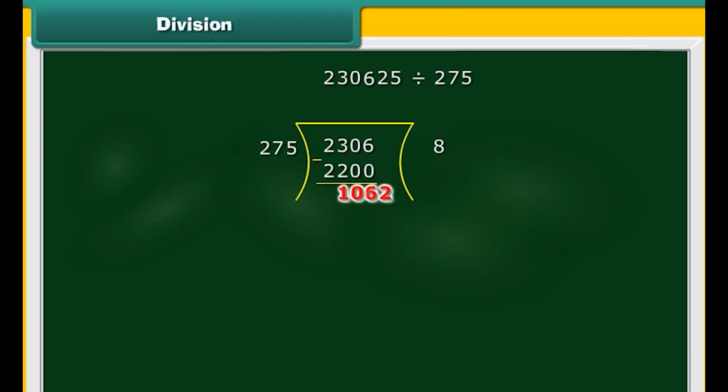It holds 3 times 275, that is 825. Subtract and write the difference 237 below. Bring 5 down. The new number formed is 2375. It holds 6 times 275, that is 1650.